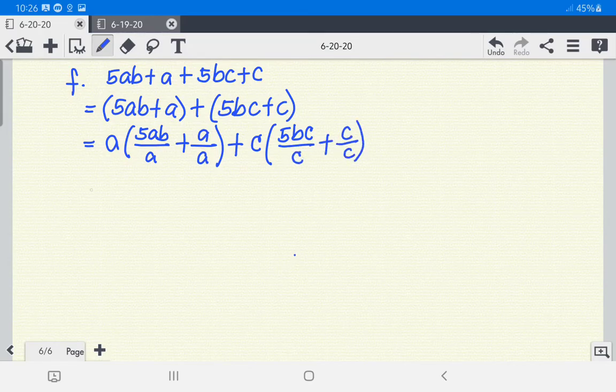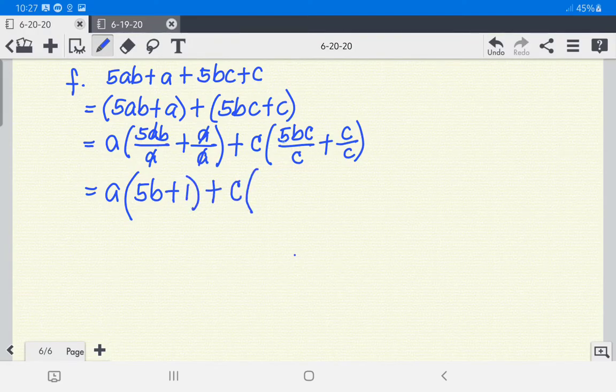After that, you copy a times 5ab divided by a. You can cancel the a variable, so we have 5b plus a divided by a, that is 1. Then plus c, copy c. Then 5bc divided by c, cancel c, so just copy 5b plus c divided by c, we have 1.